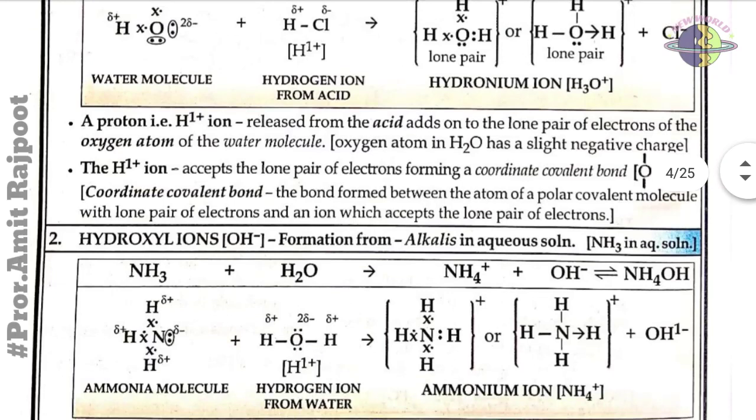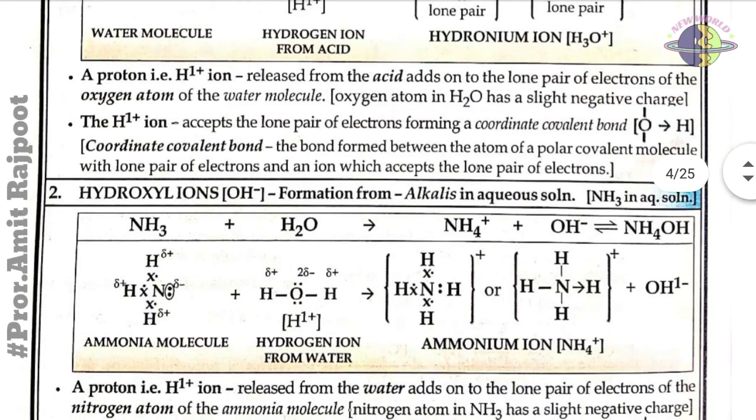Okay, now come to hydroxyl ions. Hydroxyl ions formation from alkalis in aqueous solution. Hydroxyl ions form from the alkalis. So the alkali NH3 plus H2O reaction is seen over here, which forms NH4 plus OH minus, and it is a reversible reaction, so it will again form NH4OH.